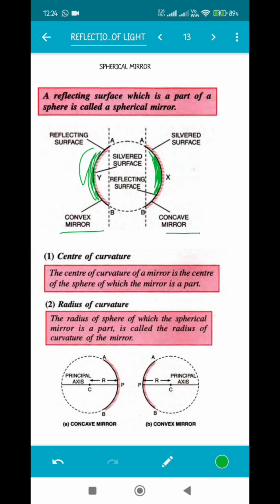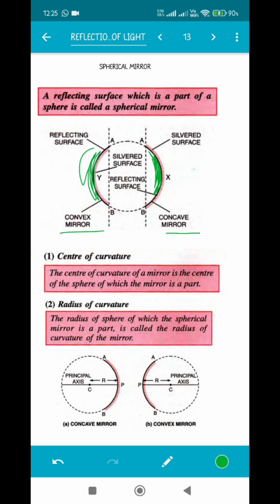First of all, center of curvature. The center of curvature of a mirror is the center of the sphere of which the mirror is a part. So like I said, there is a huge sphere from where the mirrors are cut out in a factory. The center of that particular sphere is the center of curvature of the mirror, because the mirror is a part of that sphere, isn't it? So the center of curvature of the mirror is the center of that particular sphere.